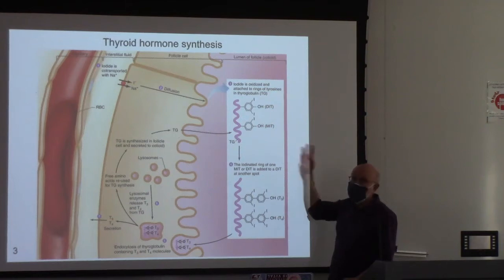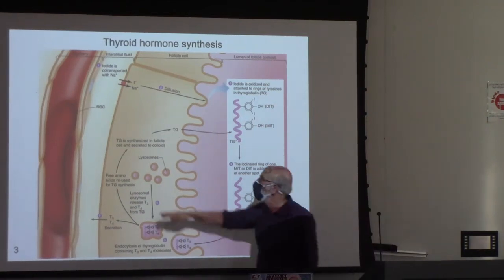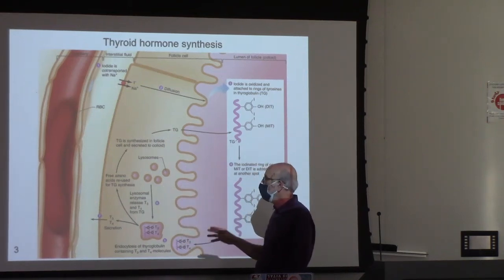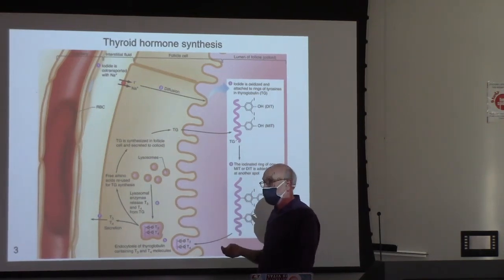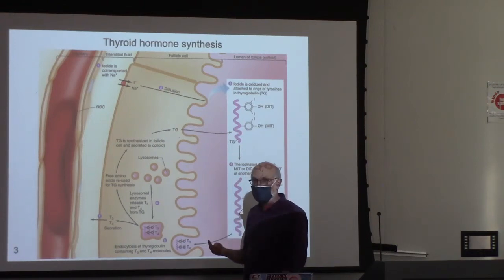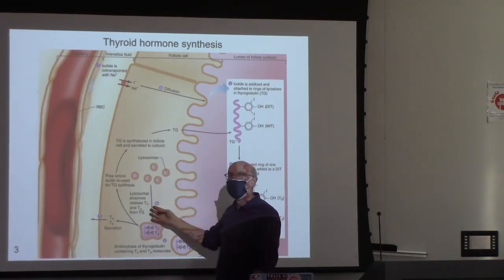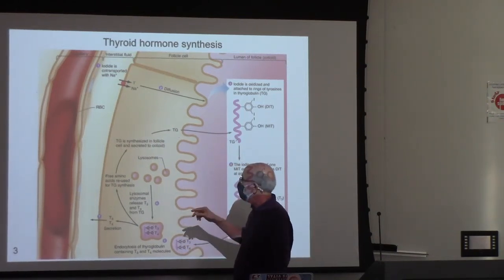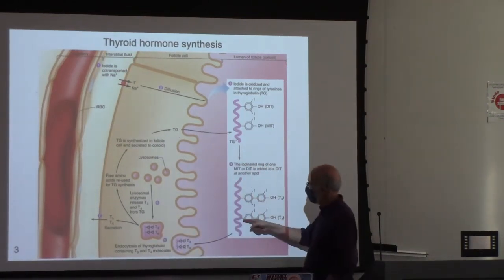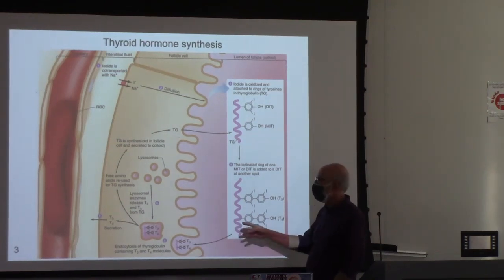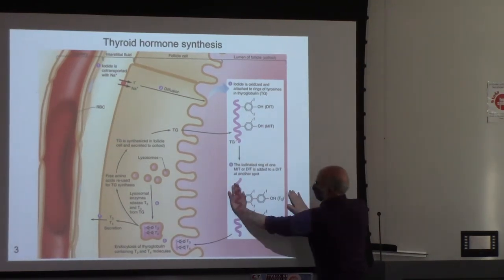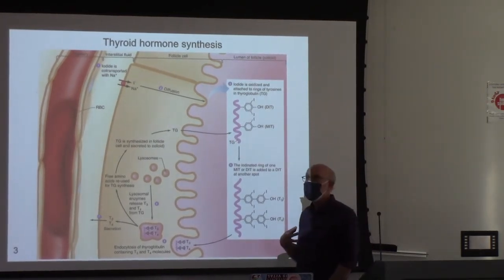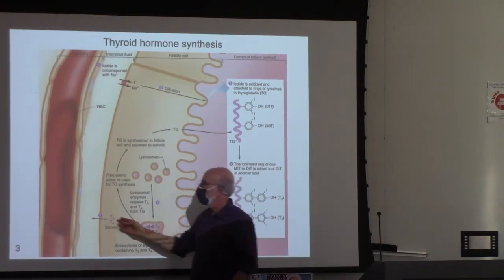Thyroglobulin, whether it is iodinated or not, is cycling all the time. When stimulated by TSH, these cells express a protein that cuts here, releasing these molecules, T3 and T4, which are amphipathic, into the blood.